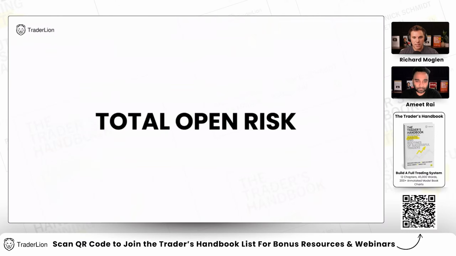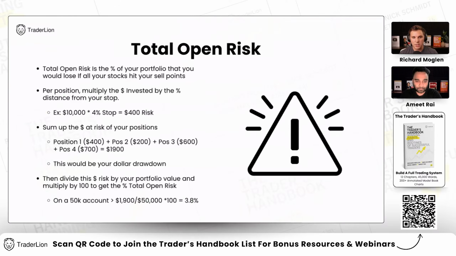So that gets us into our first kind of high level topic, total open risk. So what is total open risk? Total open risk is basically the percentage of your portfolio that you would lose if all your stocks hit your sell points, whether that's stop losses or, again, if it breaks below a moving average and that's your sell rule, that would be your sell point.